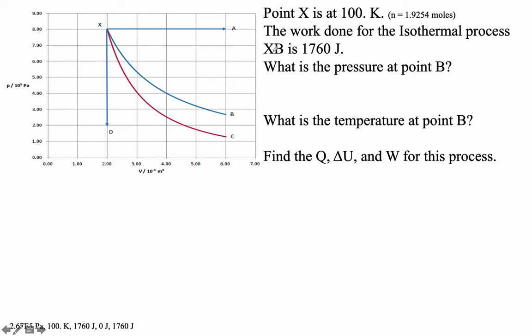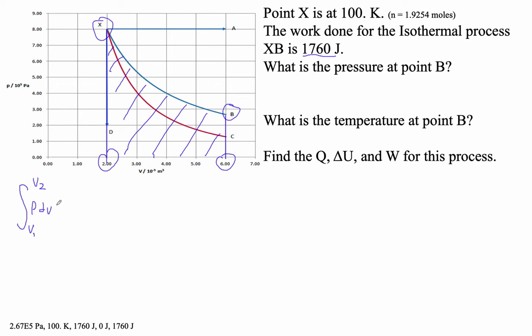So notice that for the process XB, so this process here, they're telling us that the work done is 1760. Well, the work done is just going to be the area between this and 0, right? If we find that area, we will find the work done. And that area is going to be the integral of the pressure times the dV, from volume 1 evaluated to volume 2. It's a definite integral, okay?